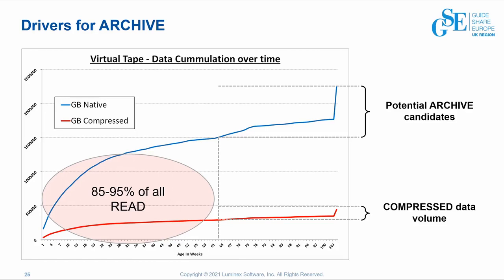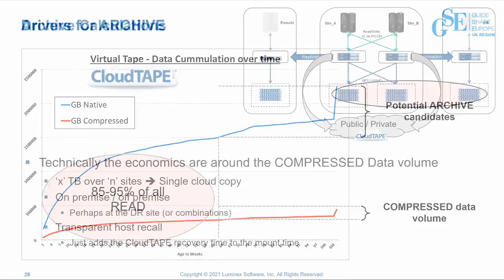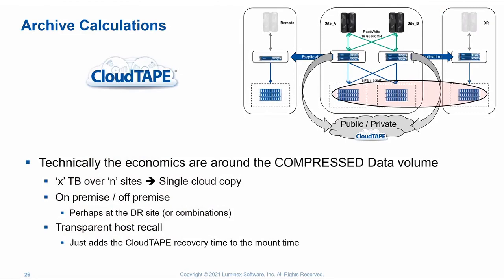And activity on tapes is typically all within the first 2-3 weeks, depending on the tape data site. So HSM data, of course, remains active for the duration of the data's in there. But most read is based around a certain age of data, at which point your potential archive candidates become anything older than that. So in terms of the calculations, it's around the compressed data volume. But if you're running multi-sites, it can add up. So X terabytes over N sites and potentially a single cloud copy. So as data attenuates over age, you can argue that a single copy backed up by the cloud service data protection is sufficient for that.